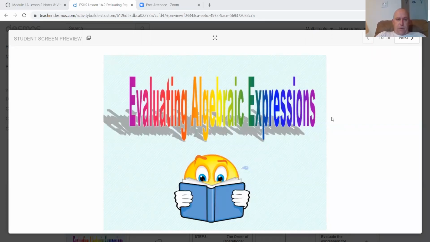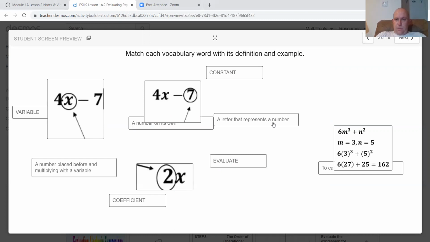Okay, this is the video tutorial that goes with lesson 1A.2, evaluating expressions. This is one of the things that we saw on the pre-assessment, and we're going to go into a little more detail on how you should actually do these questions. Let me move that out of the way so we can get to our first questions.